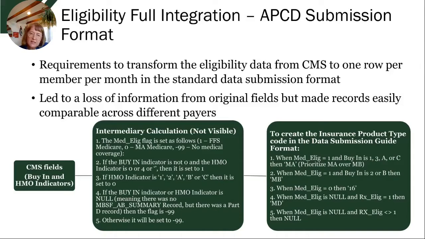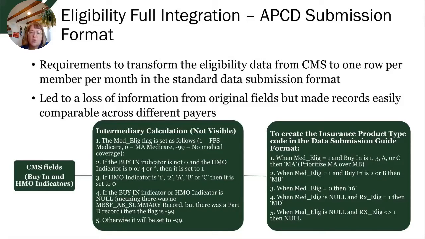When we're coding into the APCD submission format for the insurance product type, we start with the CMS fields, the buy-in and the HMO indicators. We create an intermediary calculation, which isn't visible in the end analytic unit views, but it does help with the calculation of the insurance product type field.